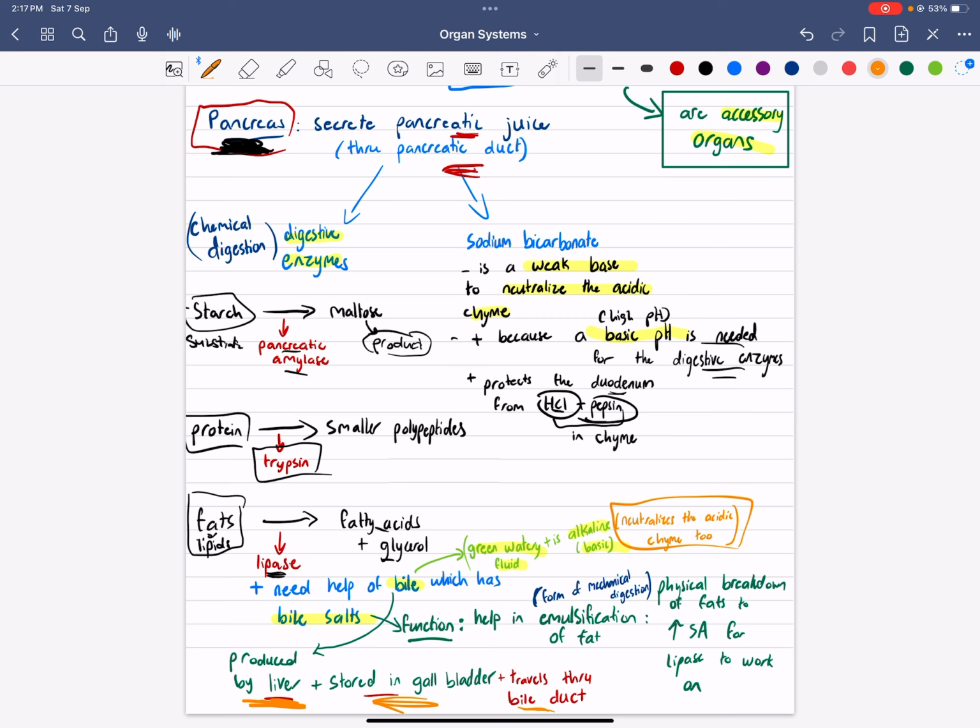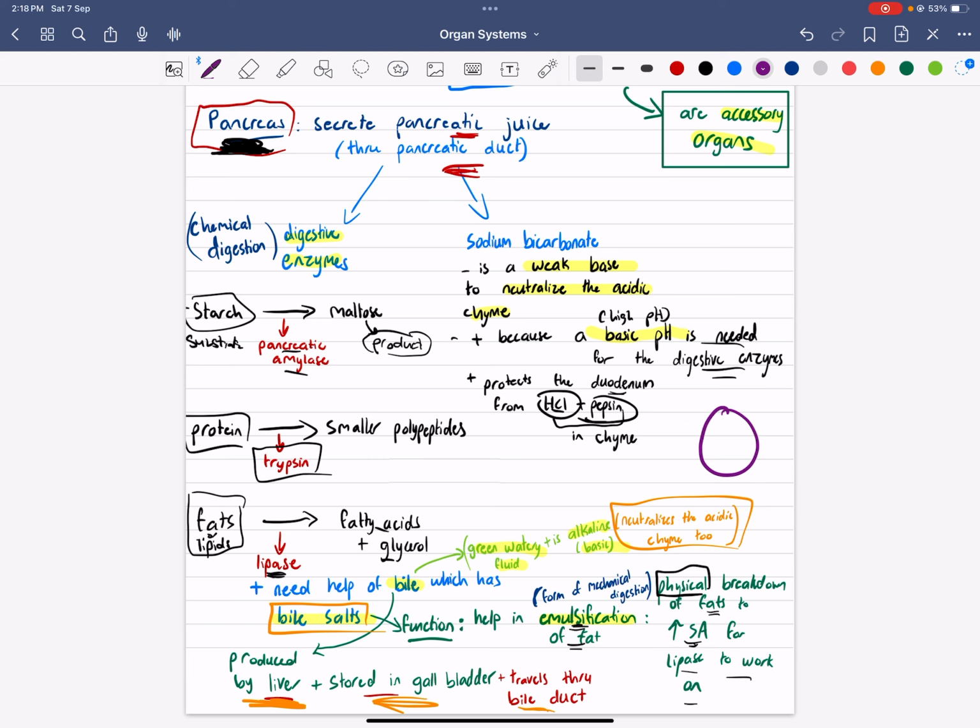Now what does this bile do? This bile contains something we call bile salts. Now what is the function of those bile salts? Their function is they help in the emulsification of fat. This is a very important keyword. Emulsifies the fat. What does that mean? It's first a form of mechanical digestion. So we're not chemically breaking down the lipids yet. We're physically breaking them. So it's a mechanical digestion. Emulsification is basically the physical breakdown of fats to increase the surface area for lipase to work on. So for example, let's say this was a large lipid molecule, and then bile is released.